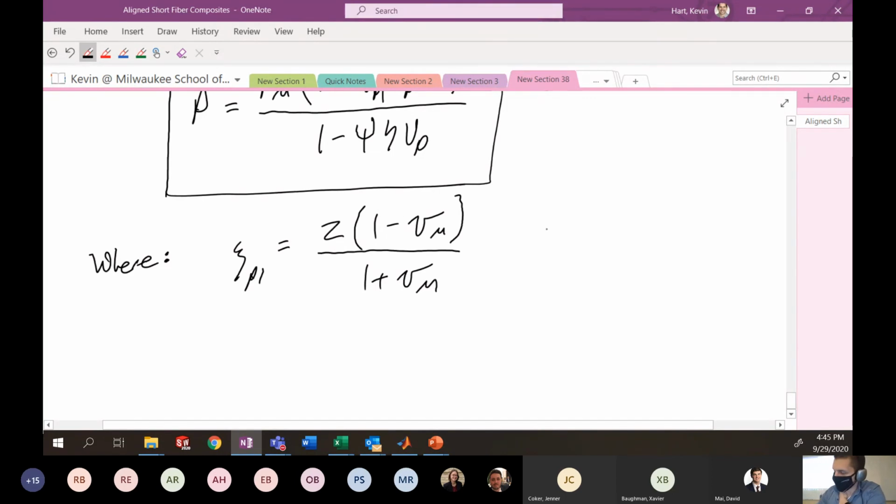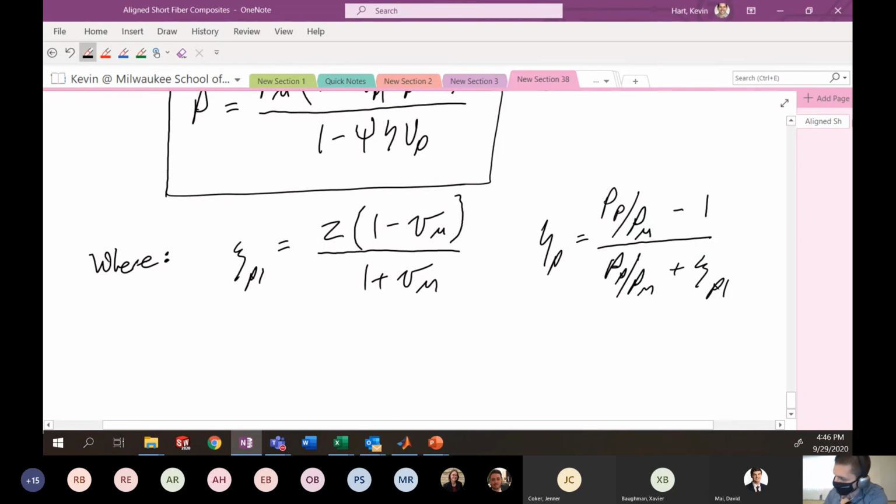We have this eta P, which will look familiar. Property of the particulates divided by property of the matrix minus 1, over property of the particulates divided by property of the matrix plus xi PL. And finally, the psi term, 1 plus 1/2 times 1 minus volume of particulates squared. All right, complicated.